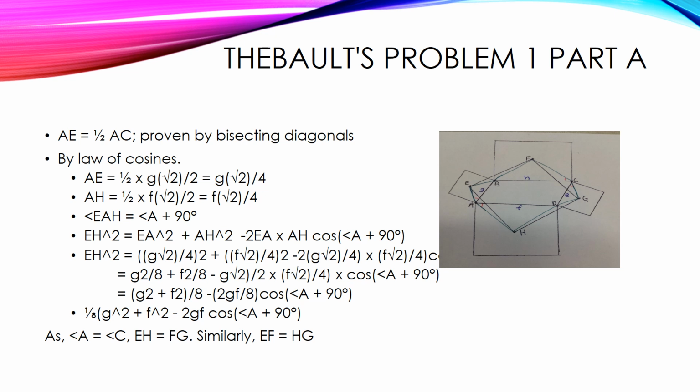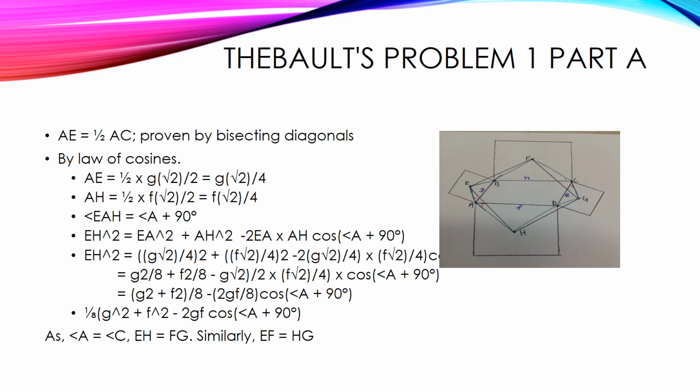Alright, so actually getting into the proof now. From previous knowledge of us talking about how the diagonals of a square bisect each other, if we continued, this would be our full diagonal of this square. But since we only have half of it, AE is half of what we would extend to be AC, as we proved by bisecting diagonals before. And by using the law of cosines, we have line AE equals 1/2 times G times the square root of 2 over 2, and that yields G times the square root of 2 over 4.